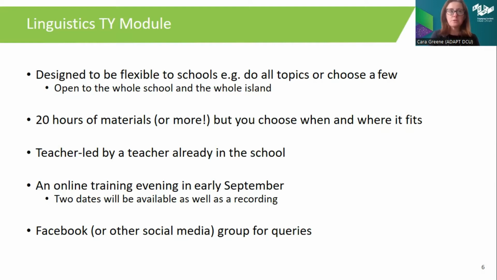One of the questions that came up last night, which you'll hear in the session, is when the materials will be available, so I think it's important to mention it here. Everything will be available for the start of the school year, the end of August, start of September, on the Post-Primary Language Ireland website.